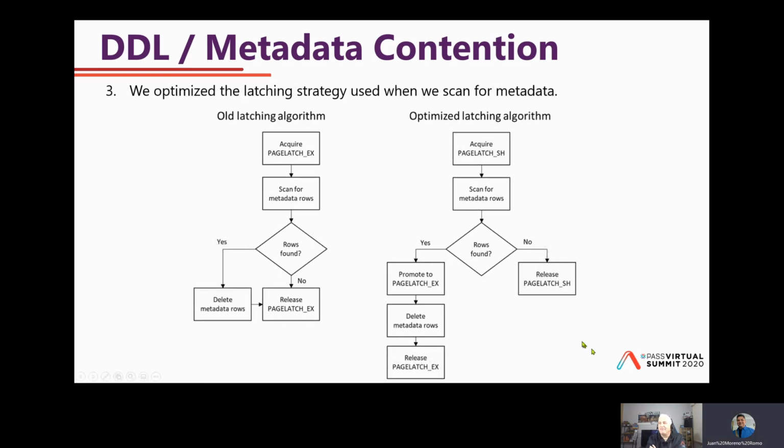The third optimization is in regards to the latching strategy. Before, we used to get the latch for the whole process. Now with the new algorithm, we only get the latch in an exclusive way if we really need to delete any metadata rows. So only if we find rows, we take the page latch exclusive. Otherwise, we take a page latch shared, so we can continue working in a better way. So now let's show how it works in the real world.